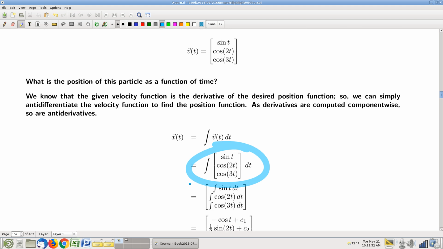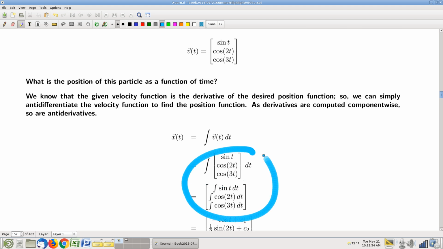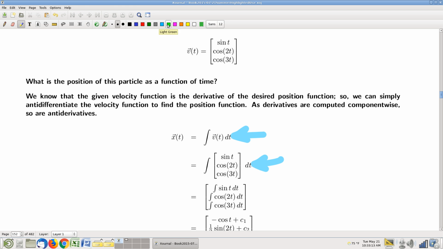Velocity is given by a vector. Antiderivatives are computed component-wise because derivatives were computed component-wise. That just stands to reason. So what you've got here is a multivariable calculus question. This is 3 separate single variable calculus questions.